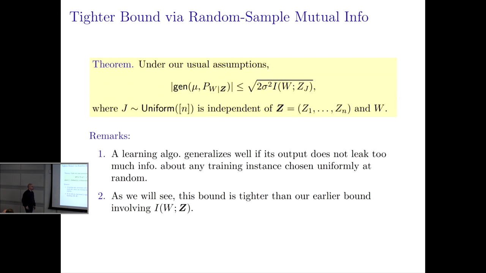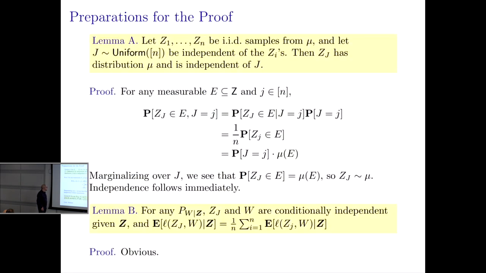Like I said, this is pretty fresh. I haven't played with it. But here the idea is that a learning algorithm generalizes well if its output does not leak too much information about any training sample chosen uniformly at random, which is sort of a general idea. And it's also tighter than the earlier mutual information bound. Okay, so the proof is actually not that straightforward. Here you have to do a bit of work. So here are a couple of lemmas.